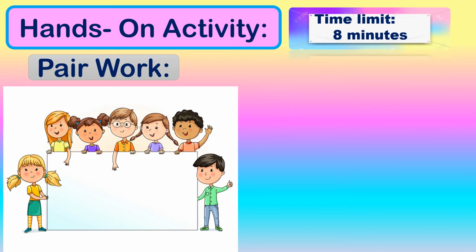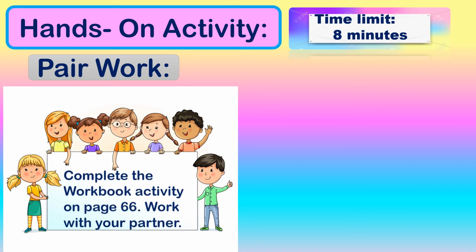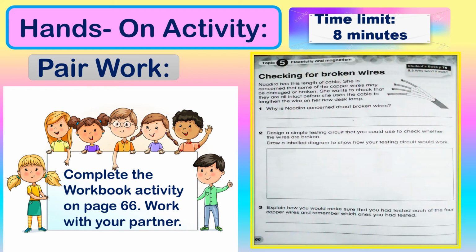And now, for your hands-on activity, you will have the pair work. You're going to complete the workbook activity on page 66, working with your partner. Checking for broken wires. Nadira has this length of cable. She is concerned that some of the copper wires may be damaged or broken. She wants to check that they are all intact before she uses the cable to lengthen the wire on her new desktop. Why is Nadira concerned about the broken wires?